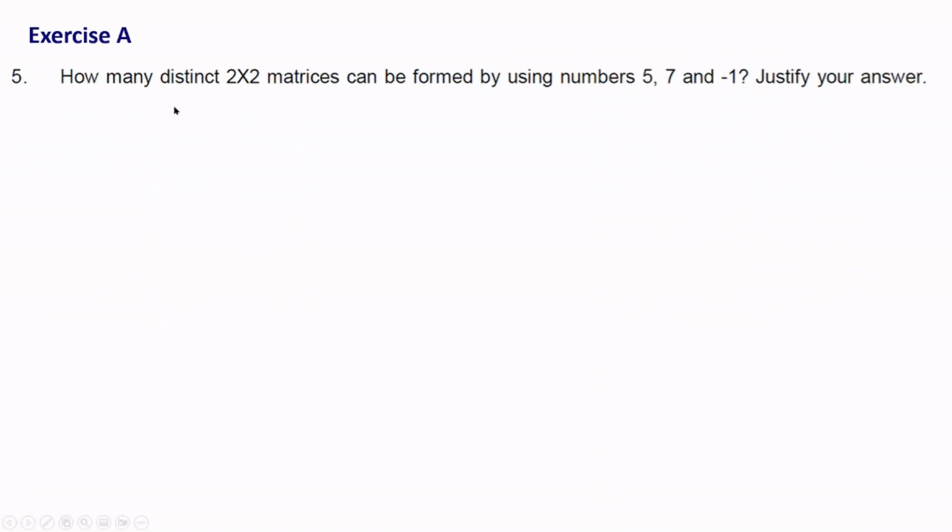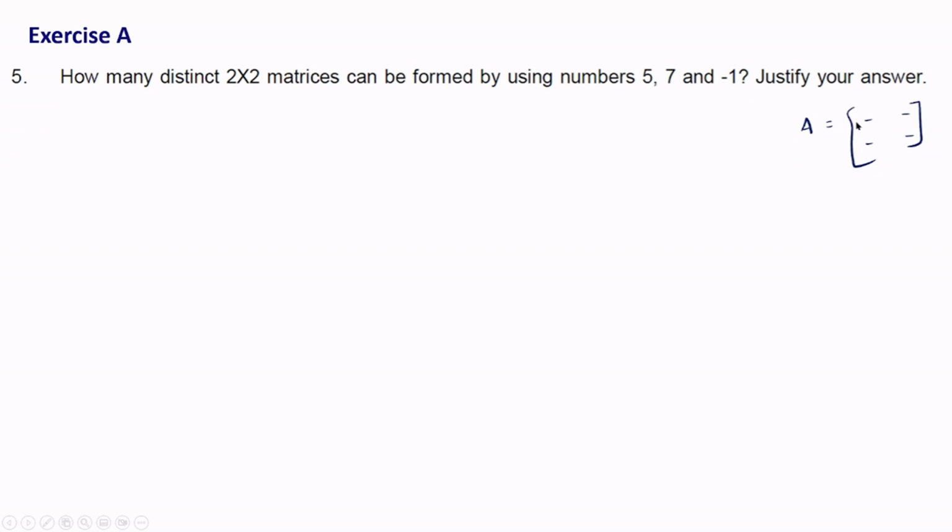Next question. How many distinct 2 by 2 matrices can be formed by using numbers 5, 7, minus 1? Justify your answer. So here we have to find the number of distinct 2 by 2 matrices which can be formed using these 3 numbers. So if we consider a 2 by 2 matrix, say A, it can have these 4 elements. Now each of these elements can be filled in one of these 3 ways, 5, 7, minus 1. Then the second element in one of these 3 ways, the third element in one of these 3 ways, and the fourth element in one of these 3 ways.